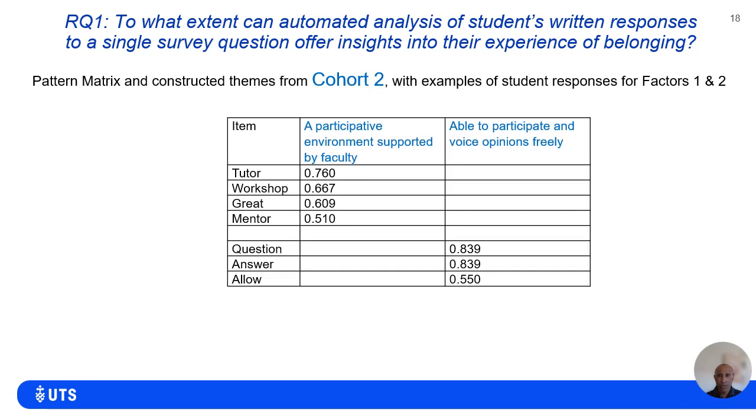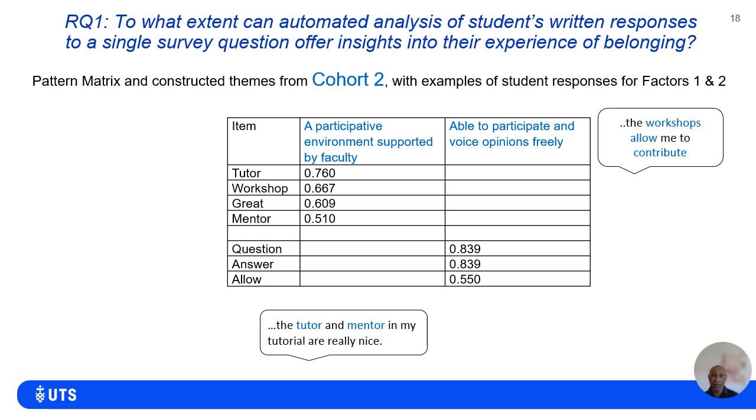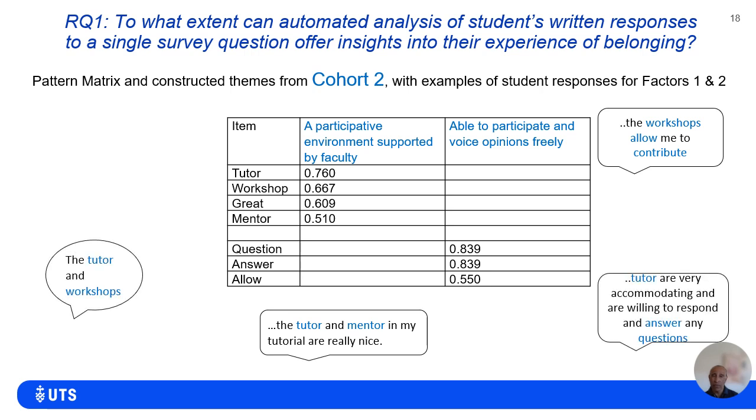Similarly, for cohort 2, factors 1 and 2, factor 1, a participative environment supported by faculty, was generated from the words tutor, workshop, great, and mentor, whereas the words question, answer, and allow helped in the identification of the theme, able to participate and voice opinions freely. Additionally, these are the sentences or the phrases where these words appeared within the student response.